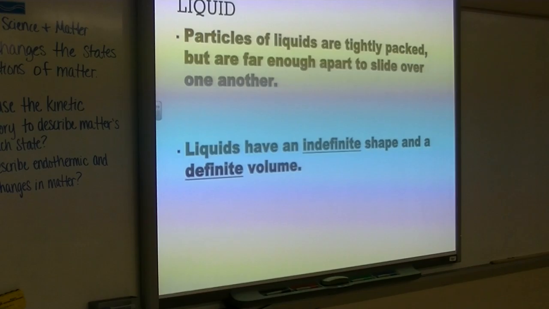Liquids have an indefinite shape, and what that means is it's going to take the shape of whatever container you put it in. If you pour water into a glass, it's going to take the shape of that glass. If you pour water into a fishbowl, it's going to take the shape of a fishbowl. So it's indefinite shape, meaning it takes the shape of whatever container it's in, but it does have a definite volume, so you can measure the volume specifically.